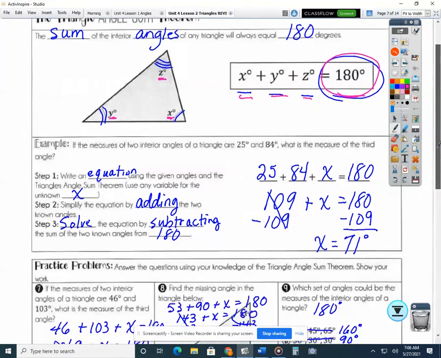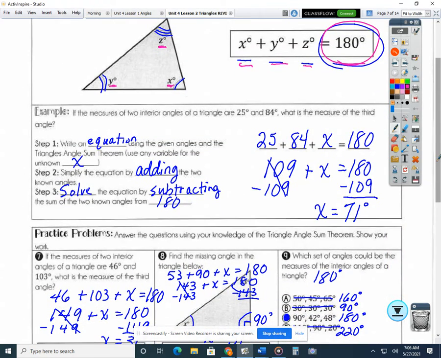Now our practice problems here are our example. If they give us two of the measures of the interior angles, 25 degrees and 84 degrees, and ask what is the measure of the third angle, we can use our equation and substitute in the measures that we know, 25 plus 84. We know that adding our third angle to that, it should all equal 180.